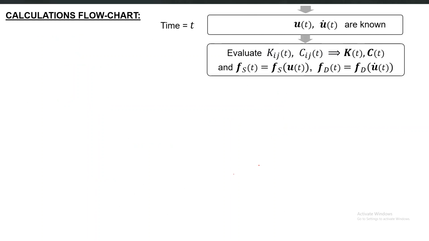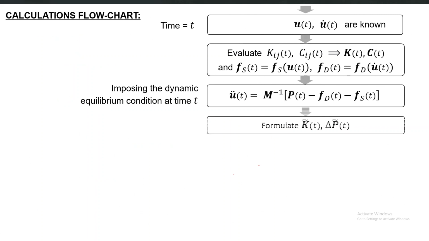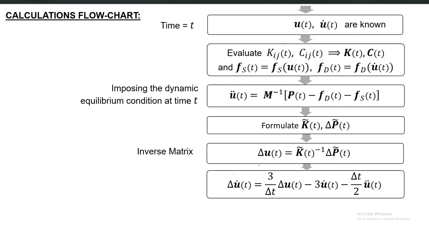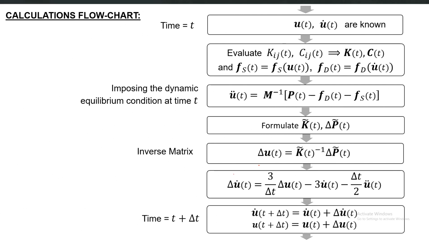So if I just summarize the steps for this Newmark's linear acceleration method, you start with u of t and u dot of t, which are known at maybe t equal to 0. You start the process and these become your initial conditions. They can also be 0, 0 for the first time increment.